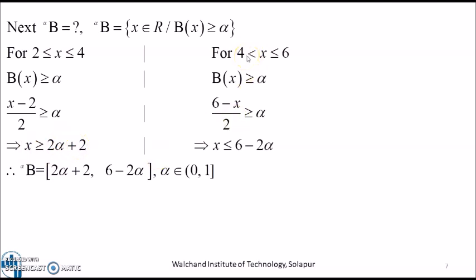And the next range is 4 less than x less than or equal to 6. In this range, consider the restriction b of x greater than or equal to alpha. B of x is defined in this range as (6 minus x) upon 2 greater than or equal to alpha. And writing the restriction for x from this relation, we get x less than or equal to 6 minus 2 alpha. Therefore, finally, the alpha cut of b is: x greater than or equal to 2 alpha plus 2, which is the initial point, and x less than or equal to 6 minus 2 alpha, which is the end point, and alpha belongs to open 0 to closed 1.